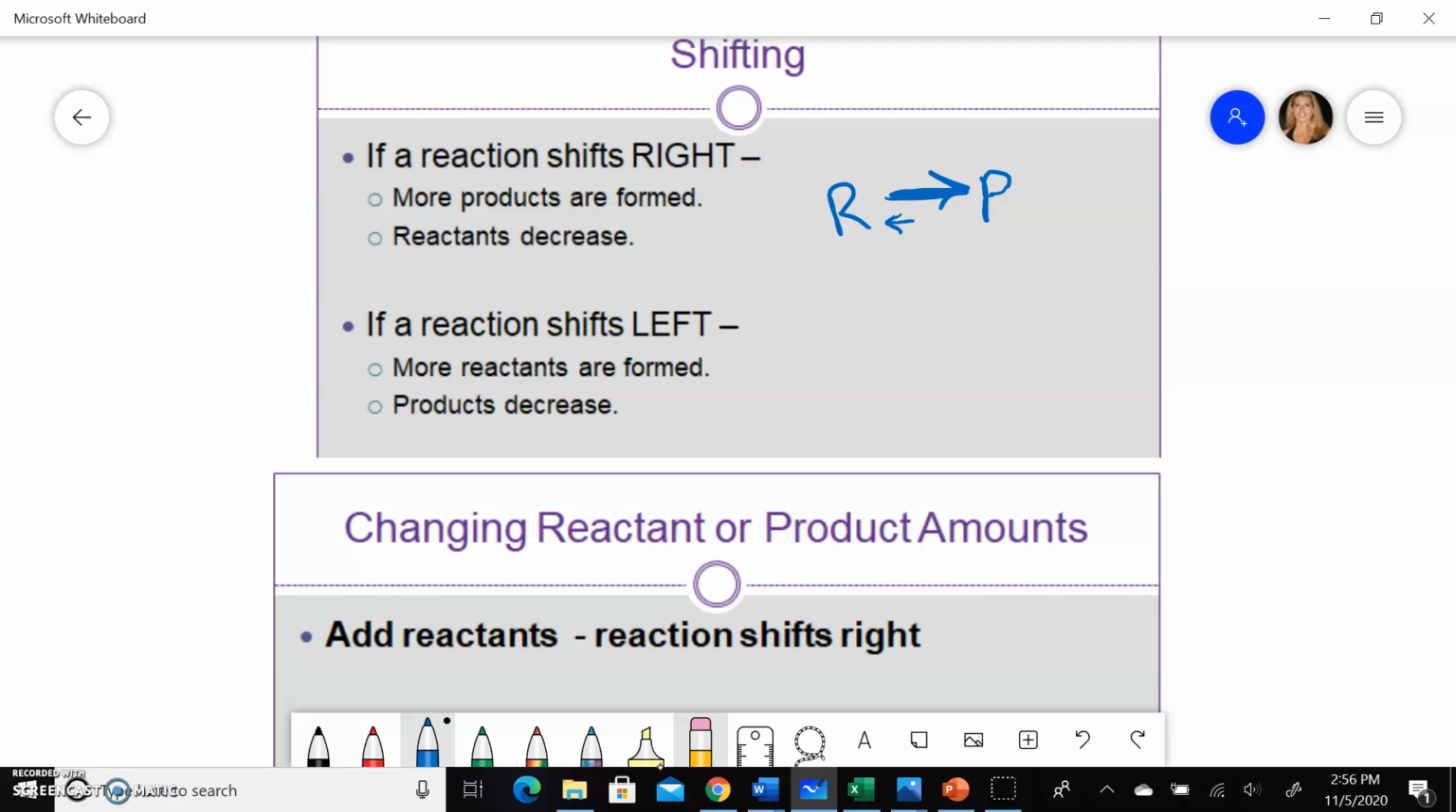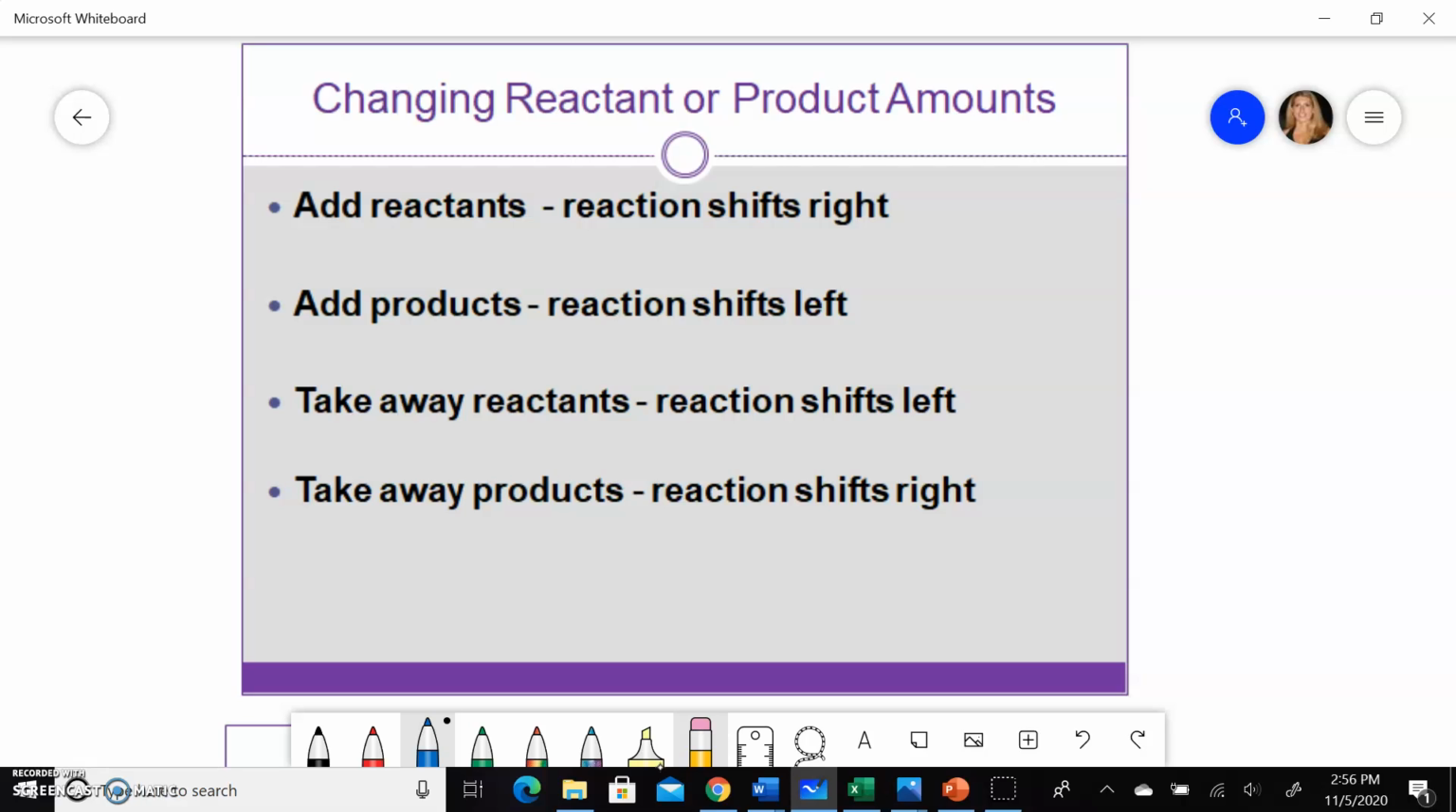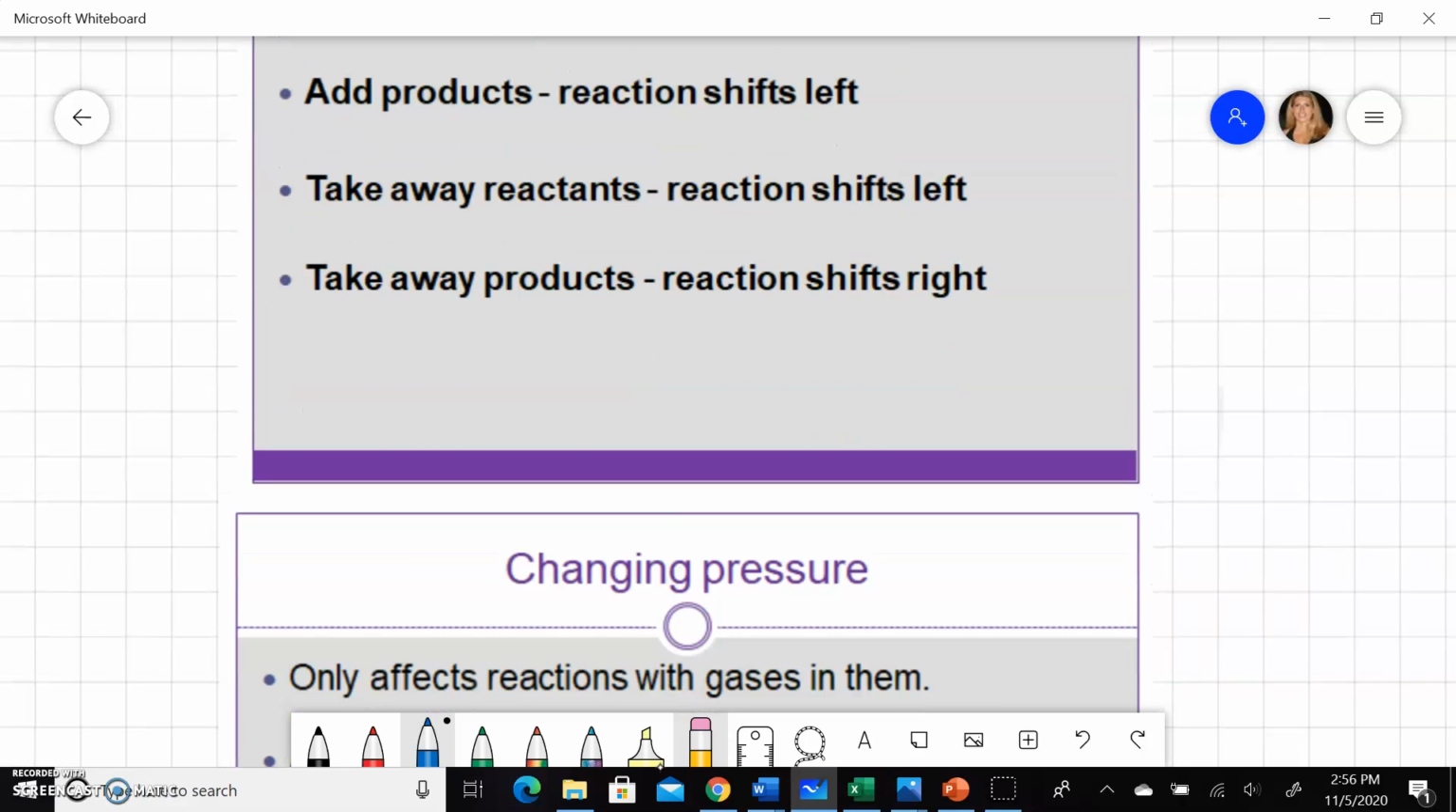that means you're getting more of the stuff on the product side. So whichever direction it's shifting, that stuff is going to increase. If it shifts to the left, that means you're getting more reactants. And again, all of these rules right here, add reactants, shift right, you don't have to memorize any of that if you can just picture those sand piles and just always shift it towards the shorter sand pile.